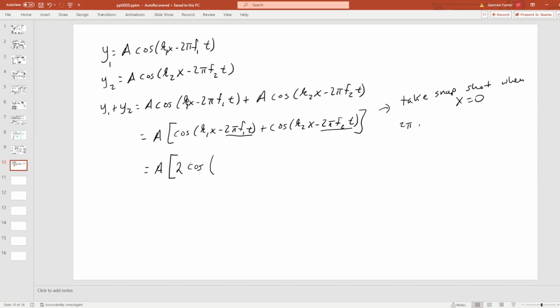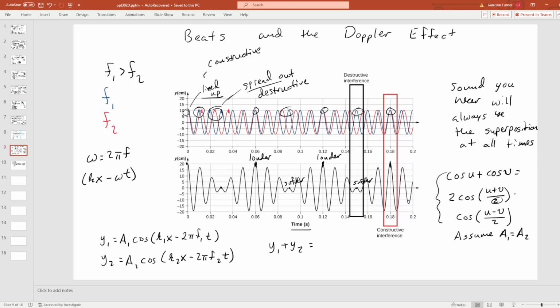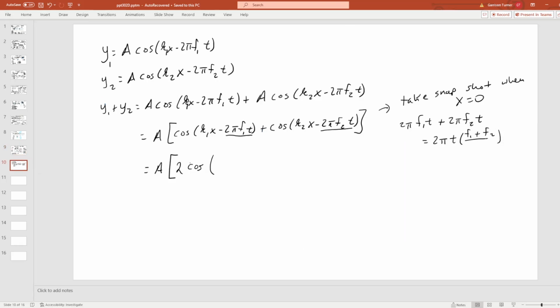2 pi f1t plus 2 pi f2t is equal to 2 pi times t times f1 plus f2. And then when we divide that by 2 from here, this is just the average of the frequencies.